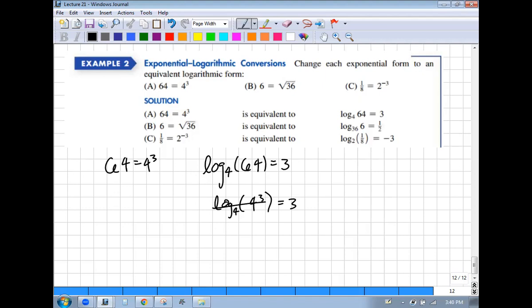This is log base 4 of 4 cubed is equal to 3. So they want you to write it like this, though. All right, this is a true statement. 64 is 4 cubed. This is a true statement because 3 is the exponent you raise 4 to in order to get 64. My brain doesn't work this way because I wasn't raised with logs.